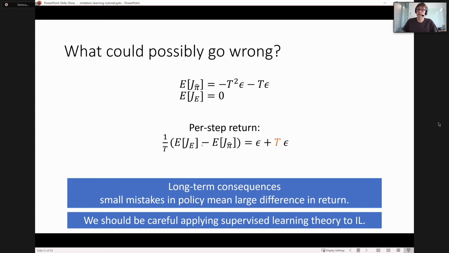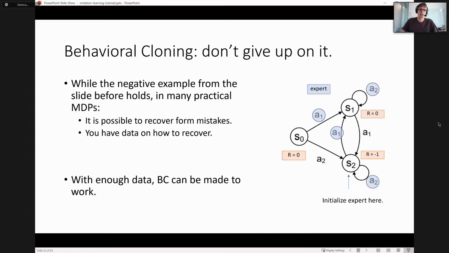And the return in reinforcement learning is what I ultimately care about. So I'm paying for long-term consequences. A small mistake in the beginning causes a huge difference in return at the end. And that example tells us that we should be really careful applying supervised learning theory to imitation learning. Okay, so however, because, as I said, behavioral cloning has a bit of a bad rap, I just wanted to say, don't give up on behavioral cloning.